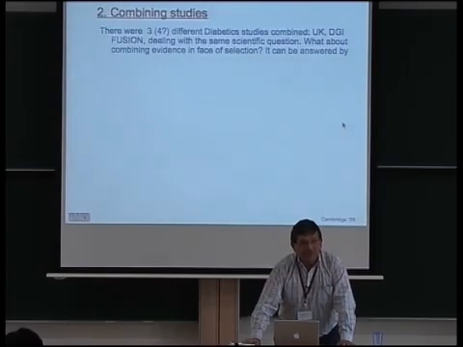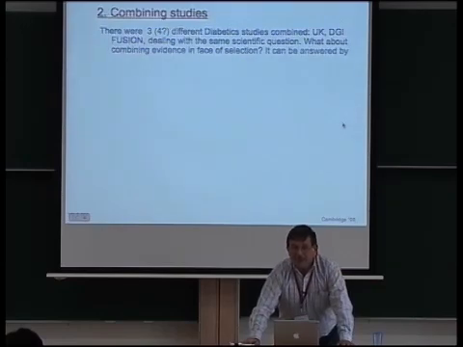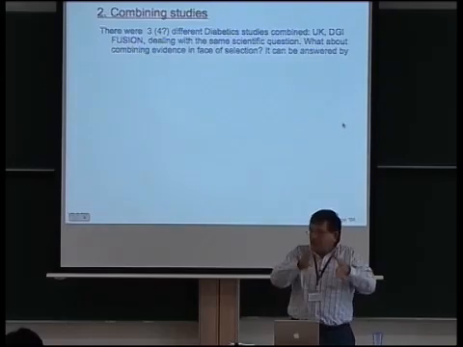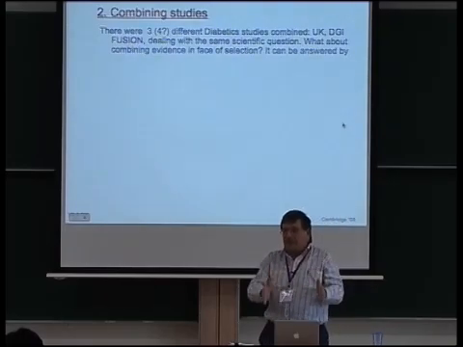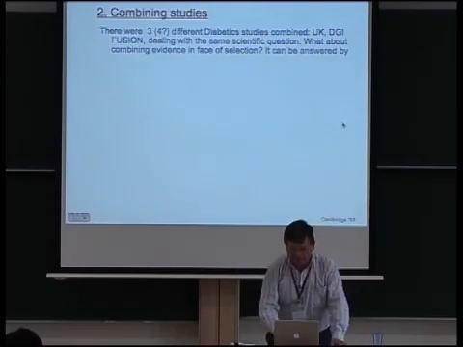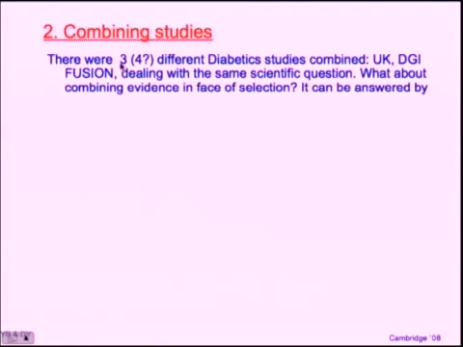So the one idea is to combine studies. And this is in fact the idea that was behind my first example, the diabetic example. You say, okay, one study is too low in power, so you analyze 2, 3, and so on, then you might have more. So there were actually 3. One of them was split, so I'll talk later in my data about 4 different diabetic studies combined, dealing with the same scientific question. So how can we combine the evidence in face of selection?